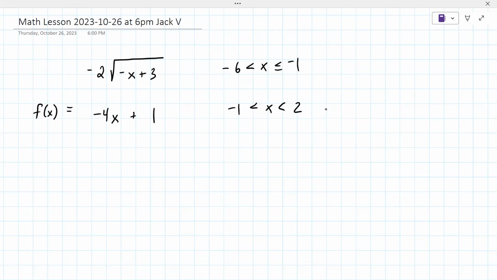And then we'll go x squared, we'll go x minus 3 squared minus 5 for x greater than or equal to 2. Okay, I think this will work.